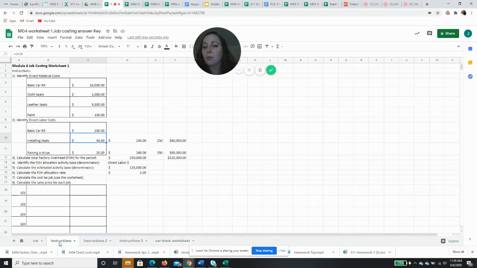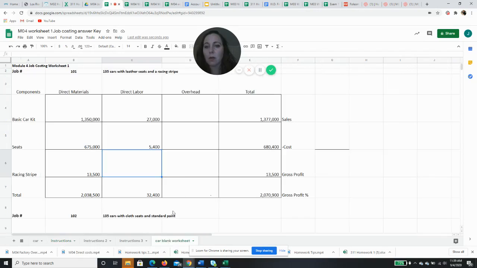Finally, the racing stripe is going to cost $20 of direct labor per car. So 135 cars times $20 per car of direct labor for painting the racing stripe, $2,700. And my total direct labor costs for producing these 135 cars with leather seats and a racing stripe is $35,100.